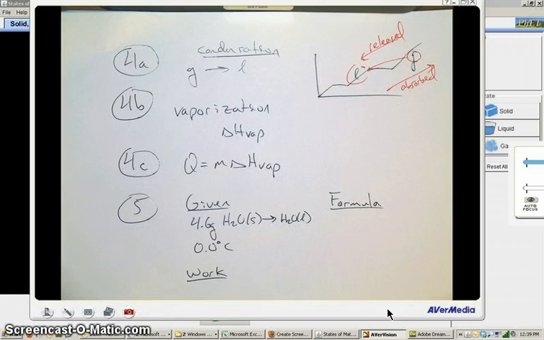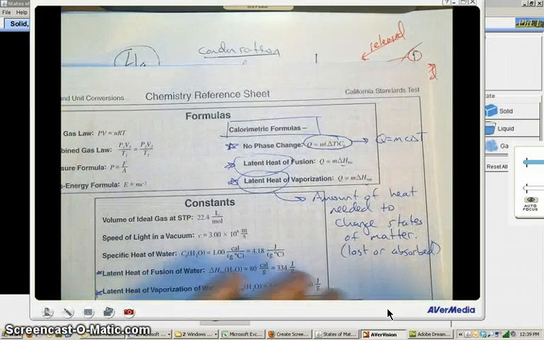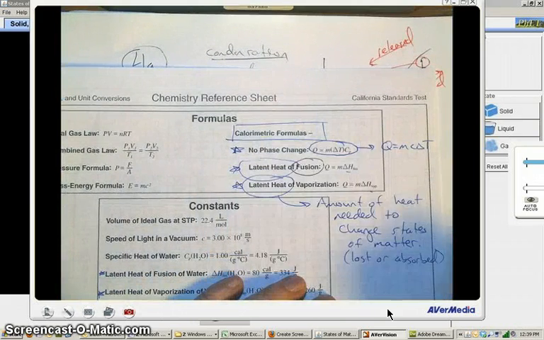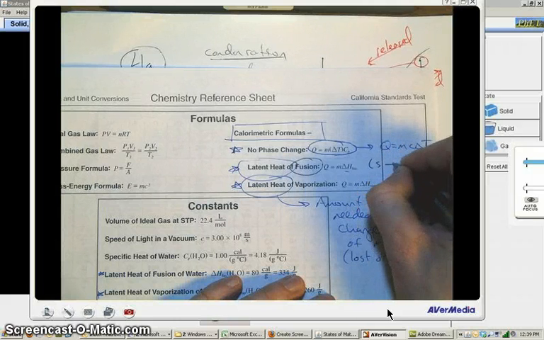All right, so now let's go to our formula sheet. On our formula sheet, let's remind ourselves that the fusion number is for going between solid and liquid.